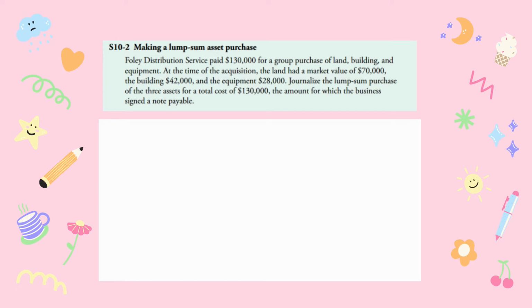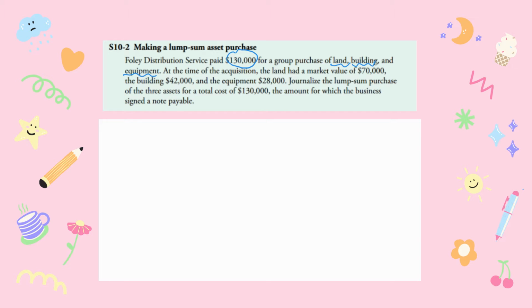So we have this question: Fully Distribution Service paid 130,000 for a group purchase of land. So this is the single price that I paid for the group of assets. A group purchase of land, building, equipment. So I purchased 3 assets.